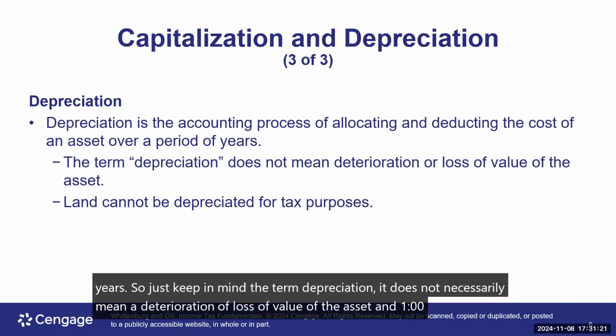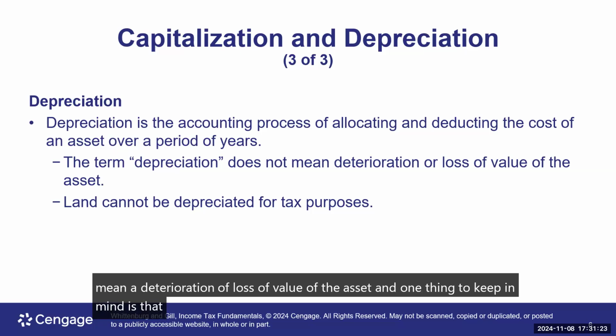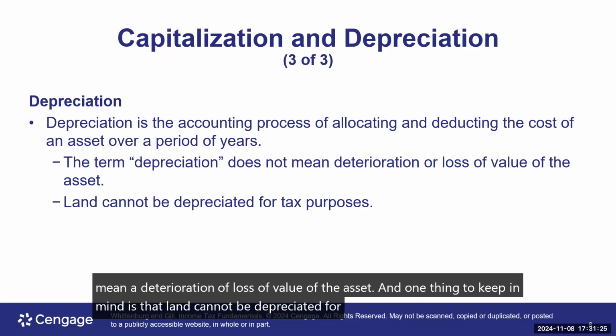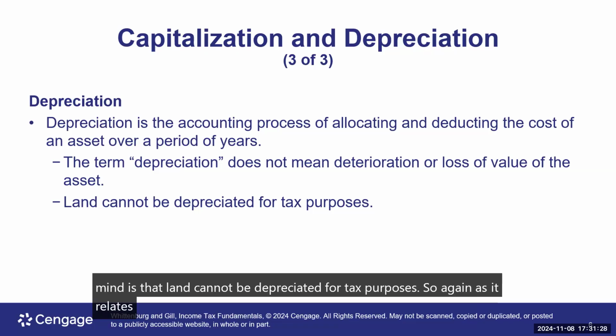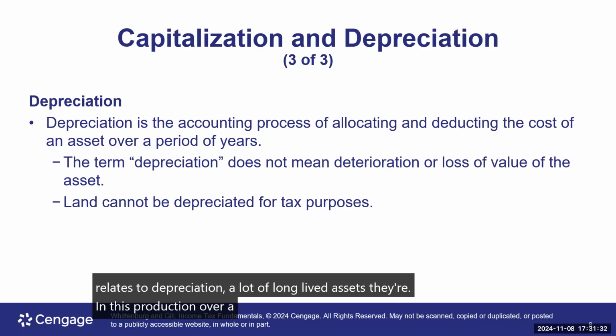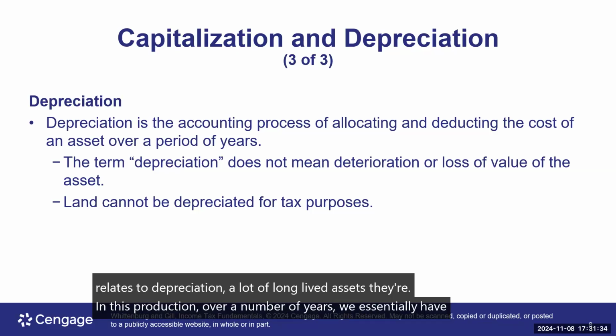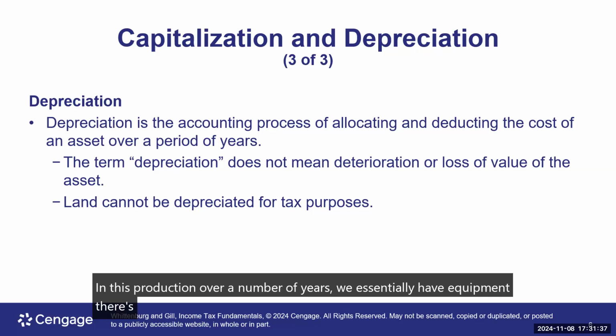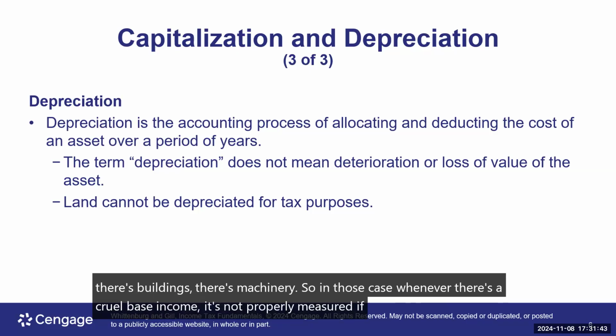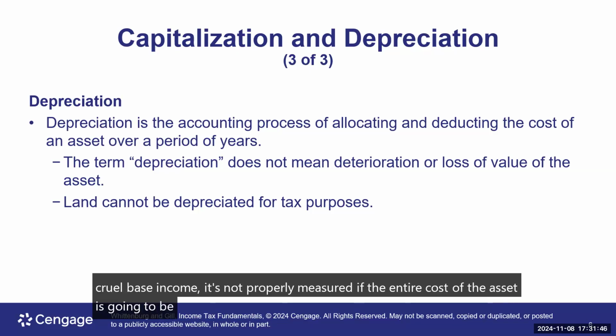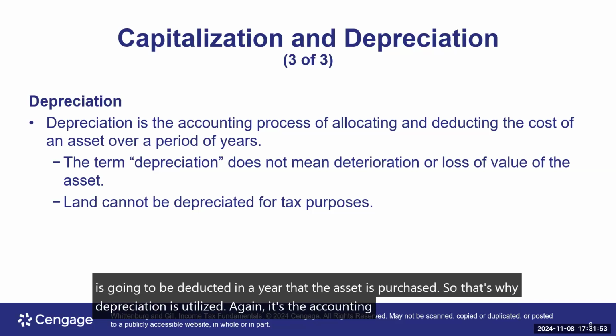And one thing to keep in mind is that land cannot be depreciated for tax purposes. So again, as it relates to depreciation, a lot of long-lived assets are used in business production over a number of years. We essentially have equipment, buildings, and machinery. In those cases, whenever there's accrual-based income, it's not properly measured if the entire cost of the asset is deducted in the year that the asset is purchased. So that's why depreciation is utilized. Again, it's the accounting process of allocating the cost.